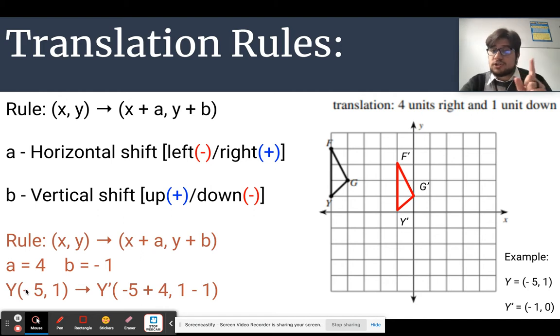This is the rule for just the y value. Y is -5, 1, and it was translated to y prime, which is -5 plus 4, and then the y value is 1 minus 1, which turns out to be this value that we have here, -1, 0. Okay, so this is our rule for translations. We add or subtract whatever the horizontal or vertical shift is that they give us at the beginning of the question. Okay?